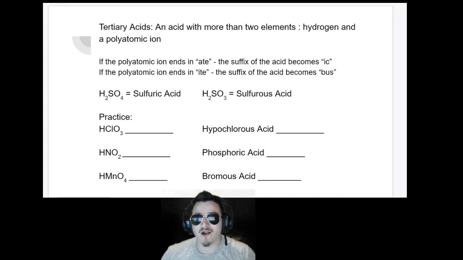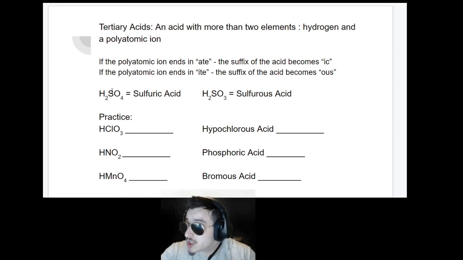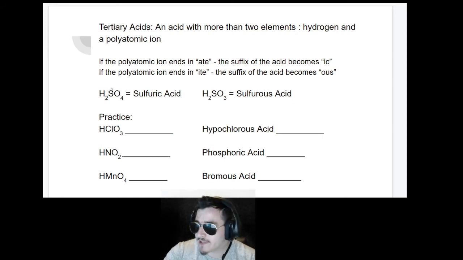So here's the deal. All you got to do whenever you're naming these is look at the gang that the hydrogen's attached to. You know that the hydrogen's going to be there, right? It's an acid. All acids have hydrogen. So all I care about is this SO4 right here. And yes, it has a charge of -2. That's why there's 2 hydrogens there.